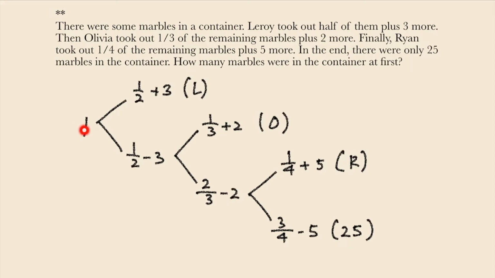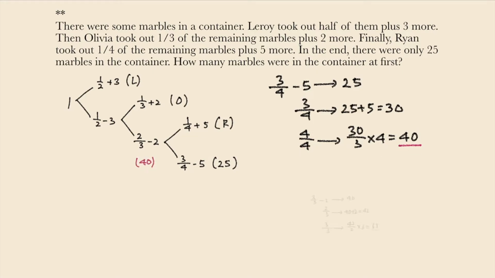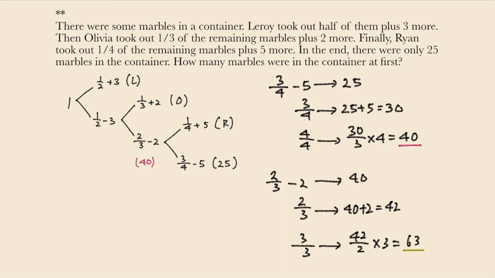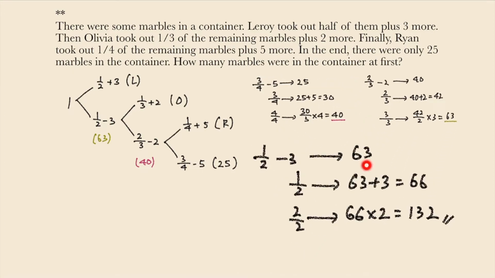How many at first? So we are basically going to work our way all the way like this. Yeah. So, well, first equation, 3/4 minus 5 is 25. 3/4 is 30. Bring the minus 5 over. Find 4 out of 4. That's 40. We're going to write that here. Next. 2/3 minus 2 is 40. Bring the minus 2 over. And find 3 out of 3. Which means this right here is 63. Okay, we're almost there. 1/2 minus 3 is therefore 63. Bring that negative 3 over.